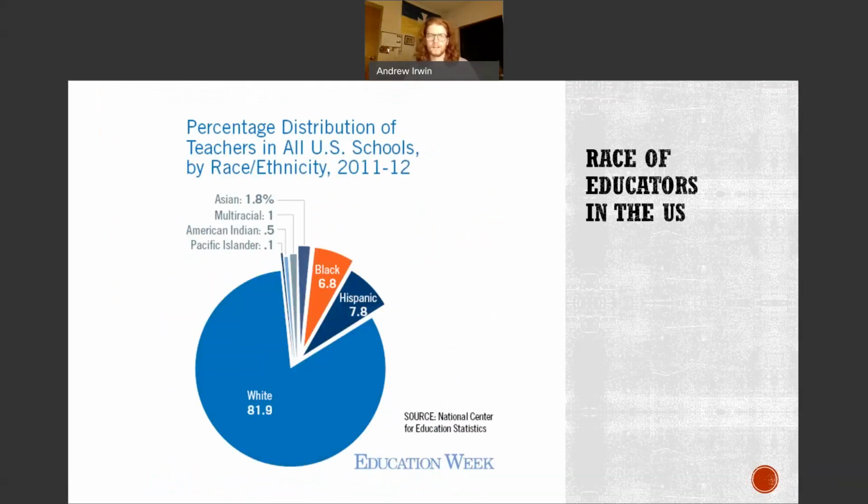If you look at this table, it shows that the vast majority, almost 82% of educators within the US are white. And not to say there's anything bad about this, but because of it, a lot of the time, these educators don't have the same experiences, whether it be how they were raised, their own culture, religion, as a lot of these students who are minorities.